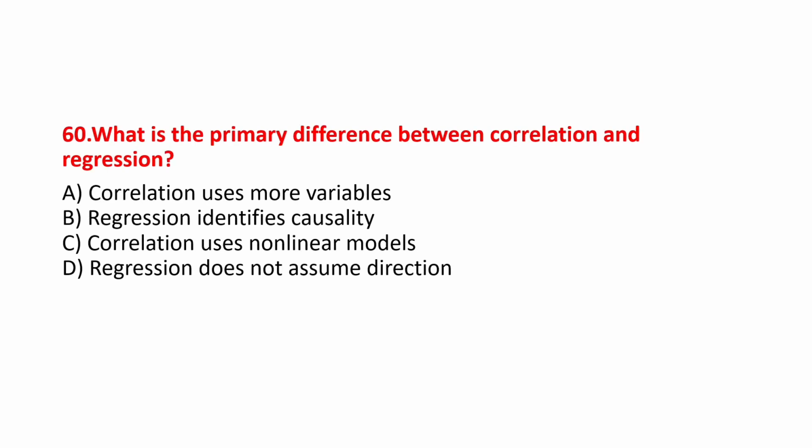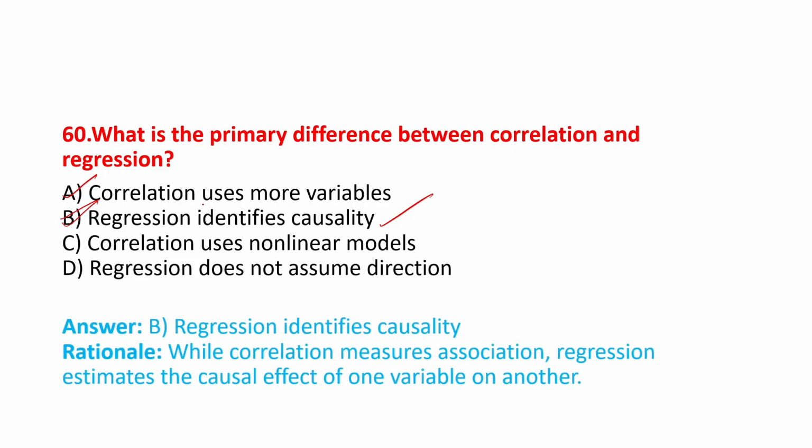What is the primary difference between correlation and regression? Correlation ఏమో రిలేషన్ గురించి ఎక్స్ప్లెయిన్ చేస్తుంది. నెక్స్ట్ రిగ్రెషన్ ఈజ్ ఎక్స్ప్లెయినింగ్ అబౌట్ ద కాజ్ అండ్ ఎఫెక్ట్ గురించి. సో ఆన్సర్ ఈజ్ ద B. Answer is B. Correlation uses non-linear models is not correct. Regression does not assume the direction, that is also wrong. So answer is B.